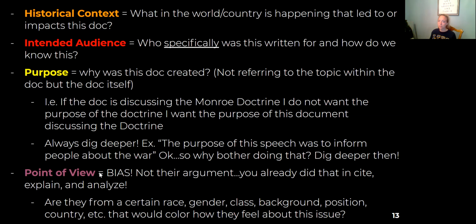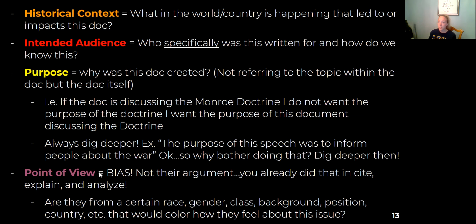So just asking yourself if it's more surface level, or if you're really getting to the deeper purpose there. The last one, point of view, is probably the most missed. And it's because point of view is a confusing term, where we tend to use point of view in our everyday life as, this is my perspective, this is what I believe. But point of view does not mean that to the College Board. Point of view to them means bias.